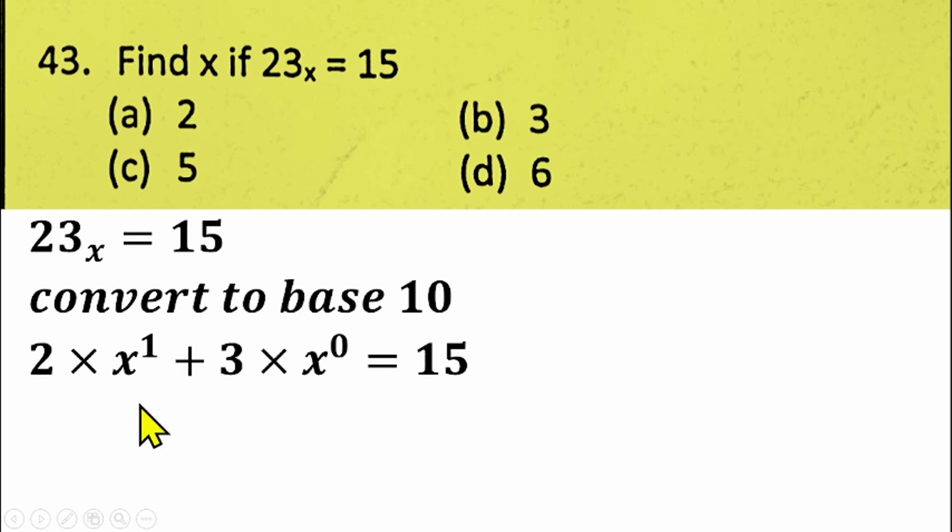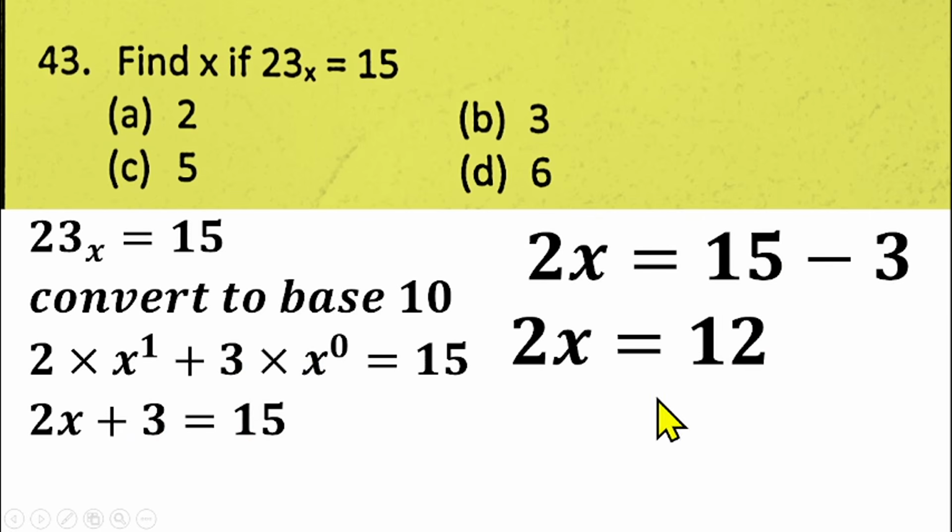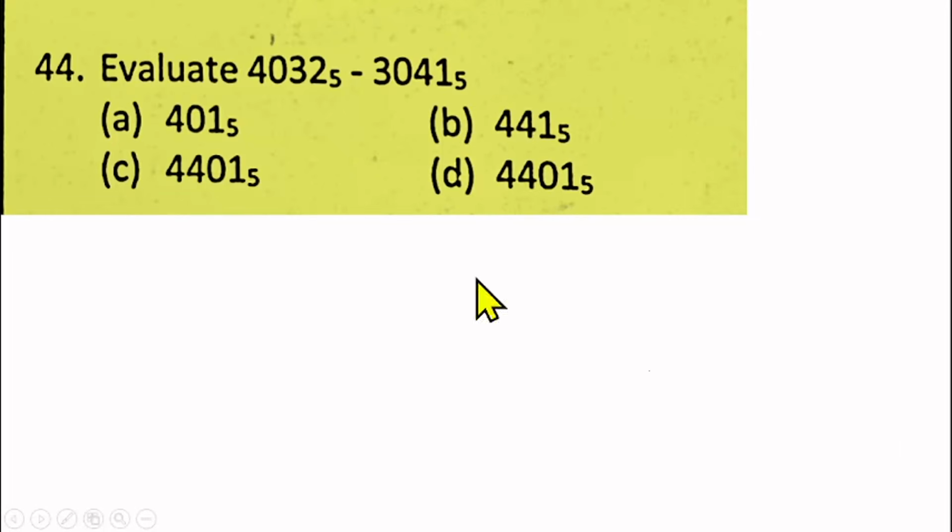So 2 times s raised to power 1 is s times 2, that gives us 2s. s raised to power 0 is 1 times 3, that gives us plus 3 equals 15. Collect like terms. You have 2s equals 15 minus 3. 2s equals 12. s will be equal to 6, which makes option D the right answer for question number 43.